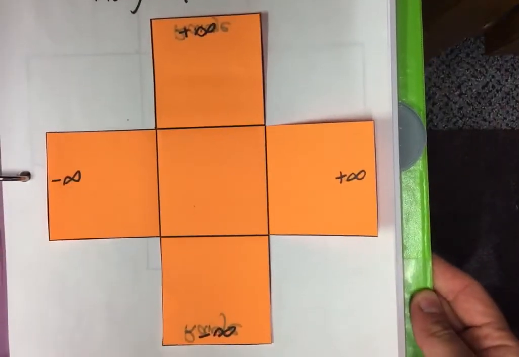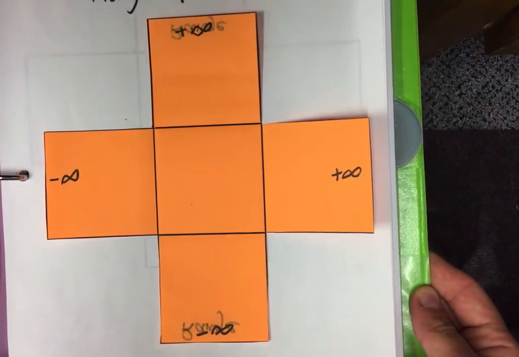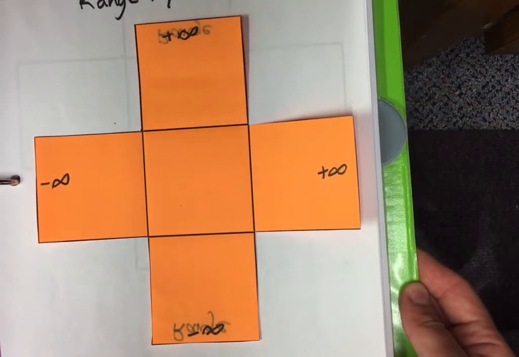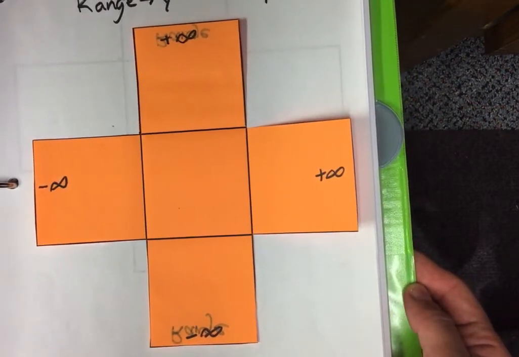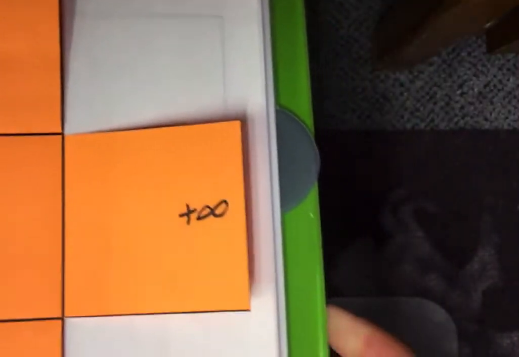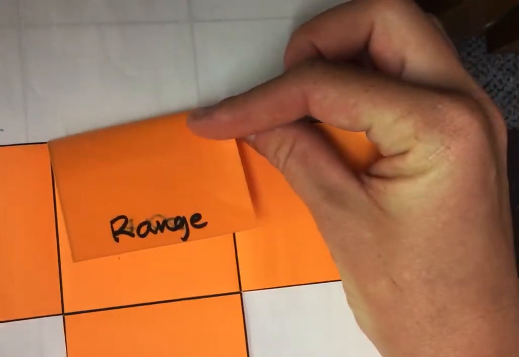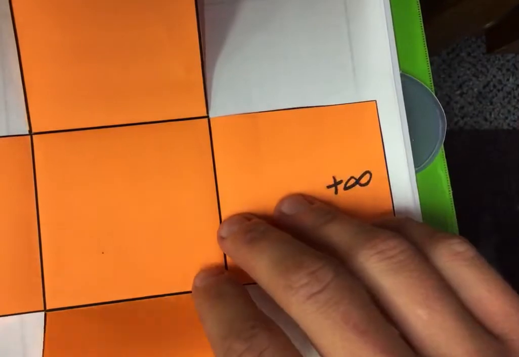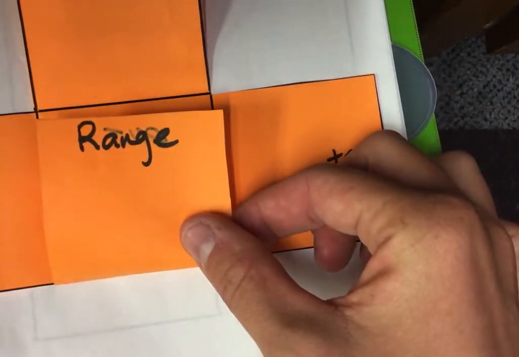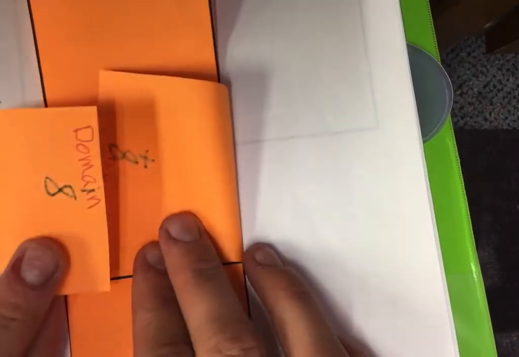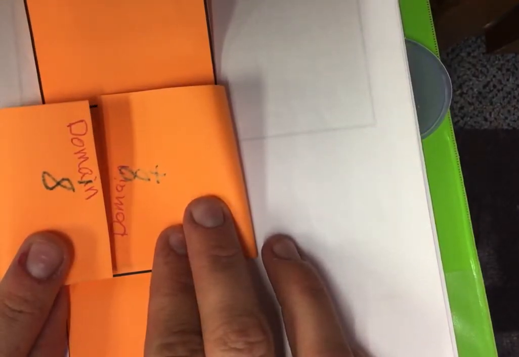And I want you to write in the following things: positive infinity on the top flap, negative infinity on the bottom flap, negative infinity on the left flap, and positive infinity on the right flap. Okay, the other thing I want you to do then is on the top flap, if I fold it over, it says range, and so does the bottom flap if I flip it up. Same over here, I'm going to write domain, and domain on the left flap as well.